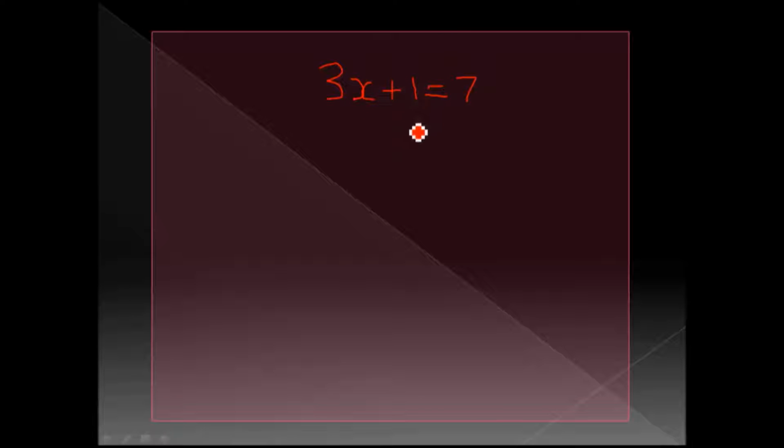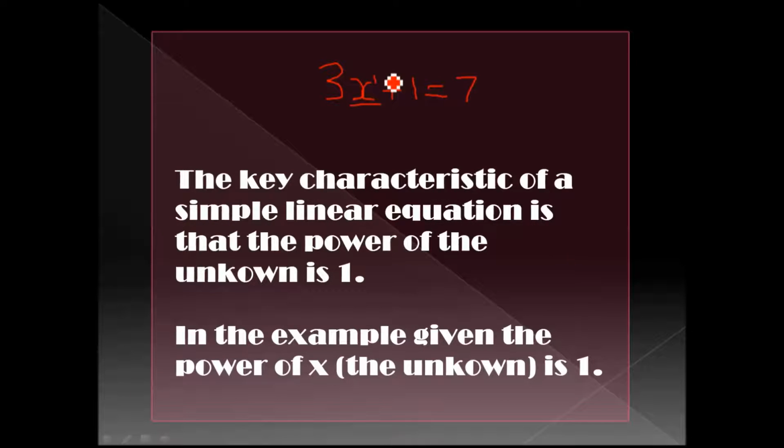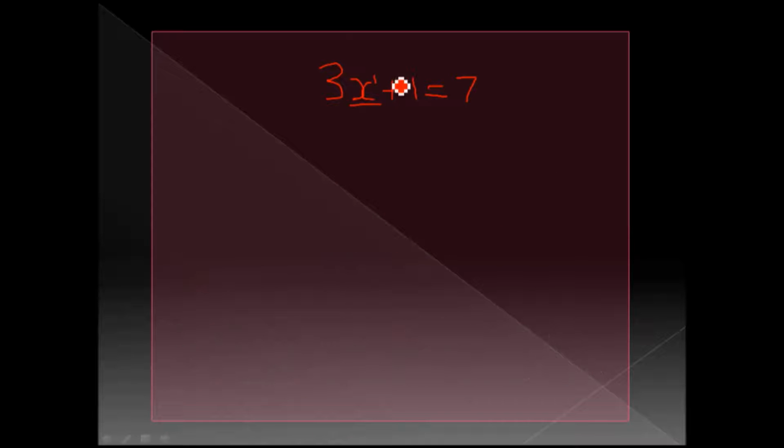So before I solve the equation, let's just identify the characteristics that qualify this equation as being a simple linear form. Well, the most important property of this equation that qualifies it as a simple linear equation is the power of the unknown. In this case, our unknown is x, and the power of the unknown is 1. So in any simple linear equation, the power of the unknown is 1. So that is just a simplified definition for a simple linear equation.